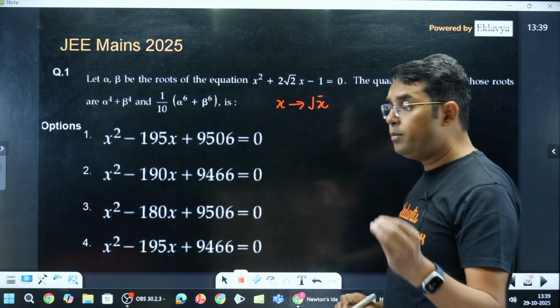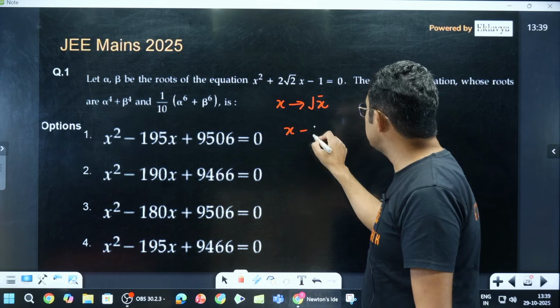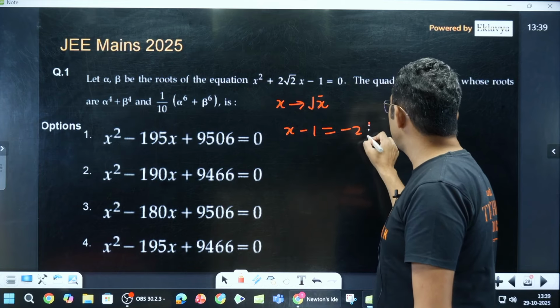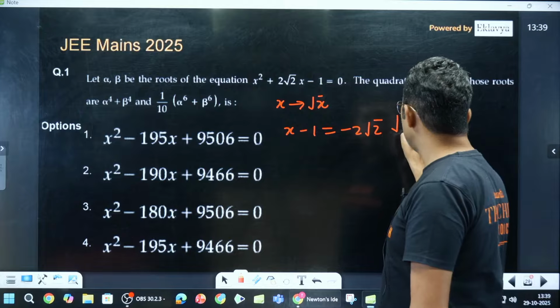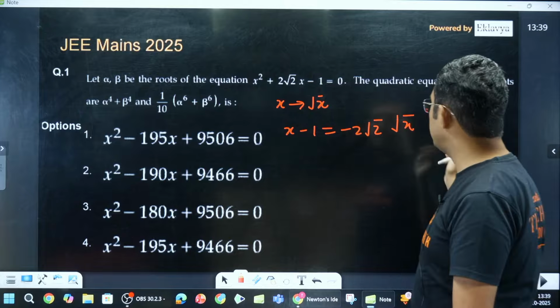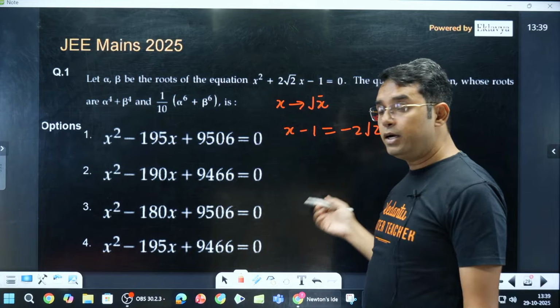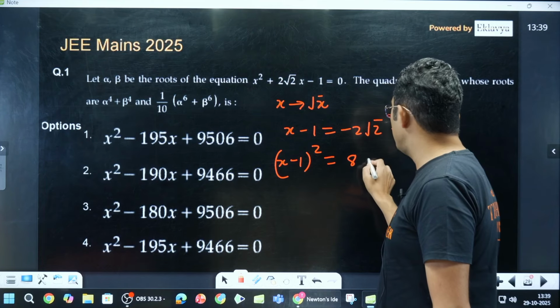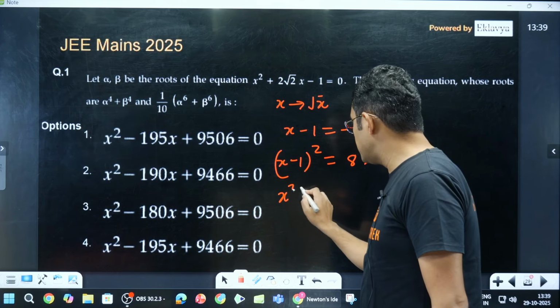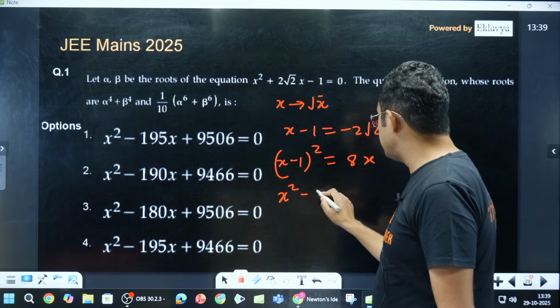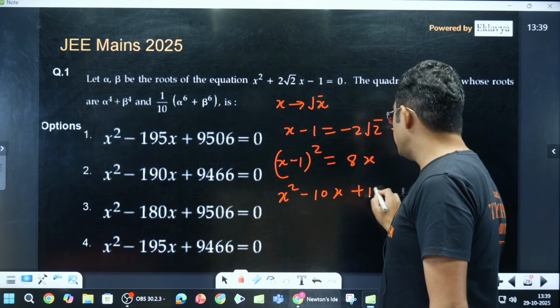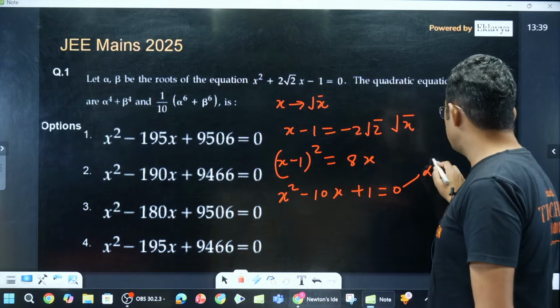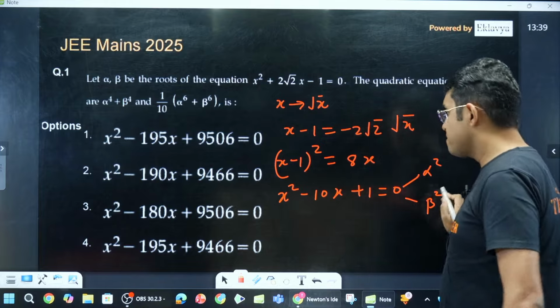If I transform x with root x, it will be x minus 1 is equal to minus 2 root 2 root x actually. This will go that side, and then you square it to make it quadratic. So it will be x minus 1 whole square is equal to 8 into x. So this time it will become x square minus 2x minus 8x, so minus 10x plus 1 is equal to 0. So this will be having roots as alpha square beta square.